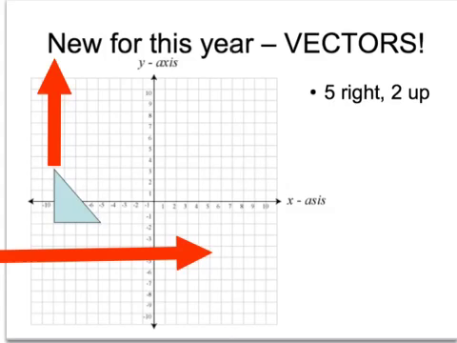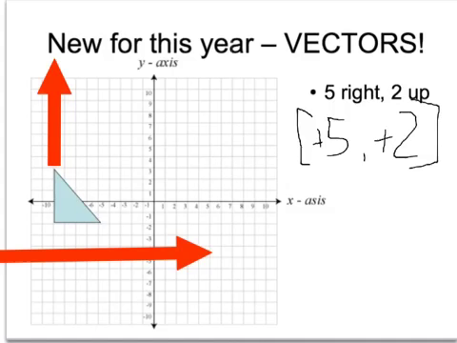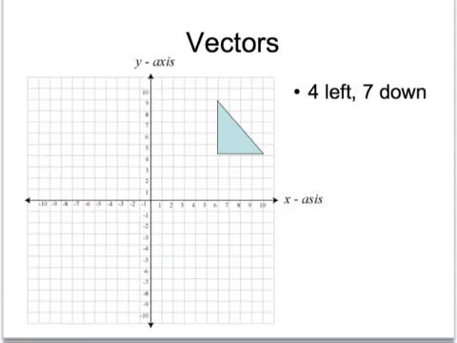So I'm going to write this a little bit differently. I'm going to write my vector with square bracket, and I'm going to call it 5 or +5 because I label my x-axis or x movement first, and +2 square bracket. This is just a new way that I'm going to use to name this movement 5 right, 2 up. It's called a vector. So let's see how this works with this example.